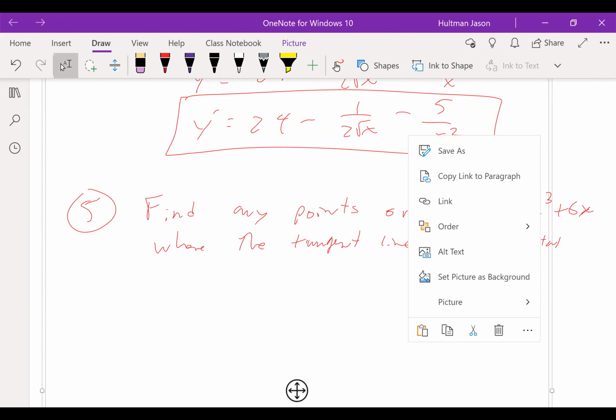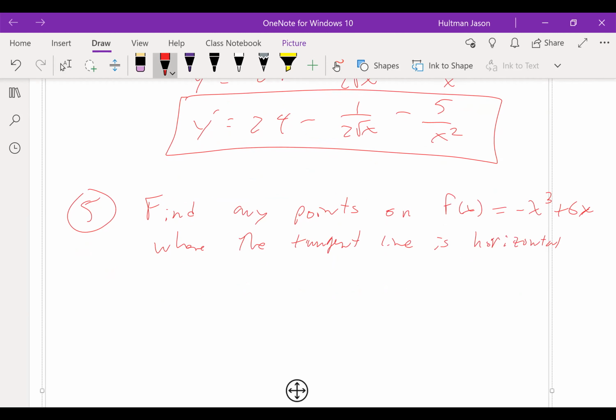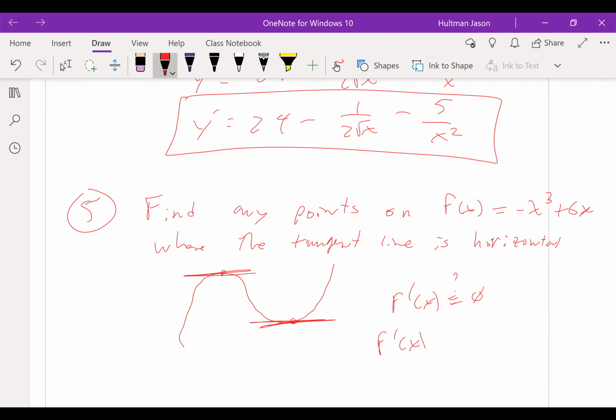That means to have a horizontal tangent, the derivative or the slope of the tangent line has to be 0. We want to know, where is f prime of x equal to 0? That's the question that we're asking. Well, we need to find out what's f prime of x. Derivative of x cubed is 3x squared, so that's going to be negative 3x squared. Derivative of 6x squared is 12x, and I want to set that equal to 0.